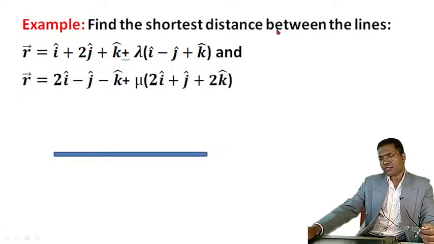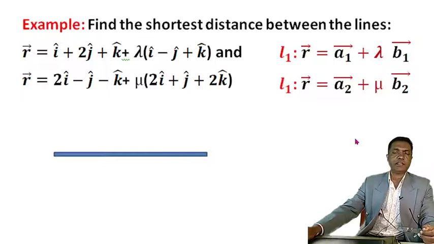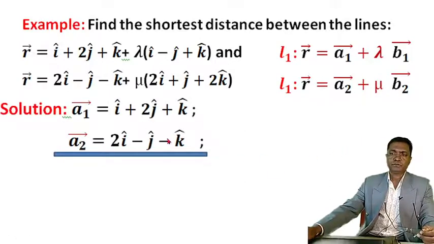Find the shortest distance between the lines this and this. So pause the video, note down and keep writing so as to make your own notes. Compare these two with these two equations and see what a1 and a2 are. So this is your a1 vector and this is your a2 vector.